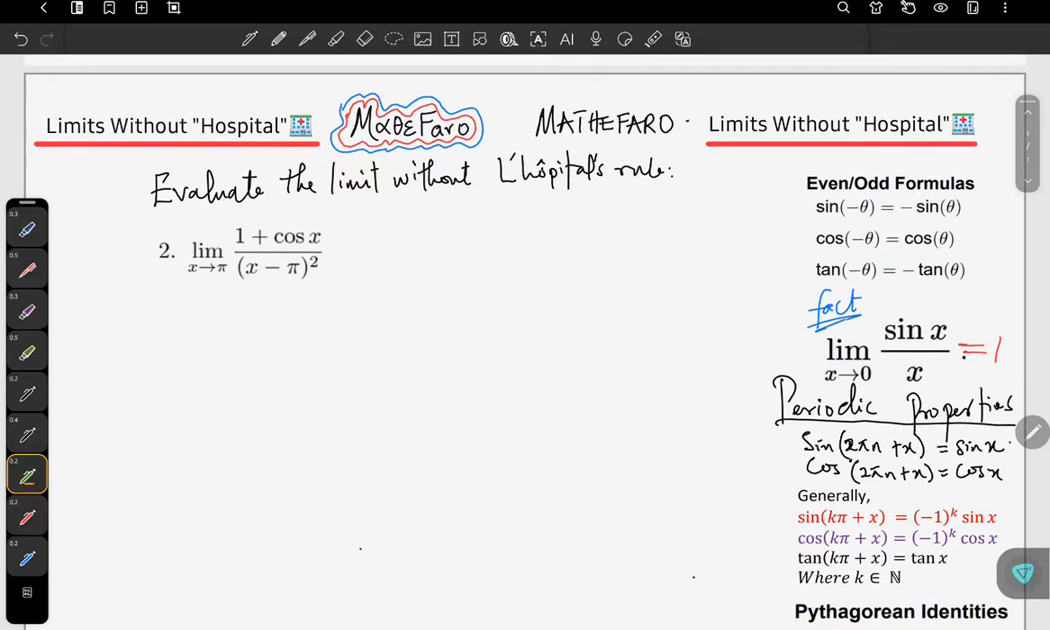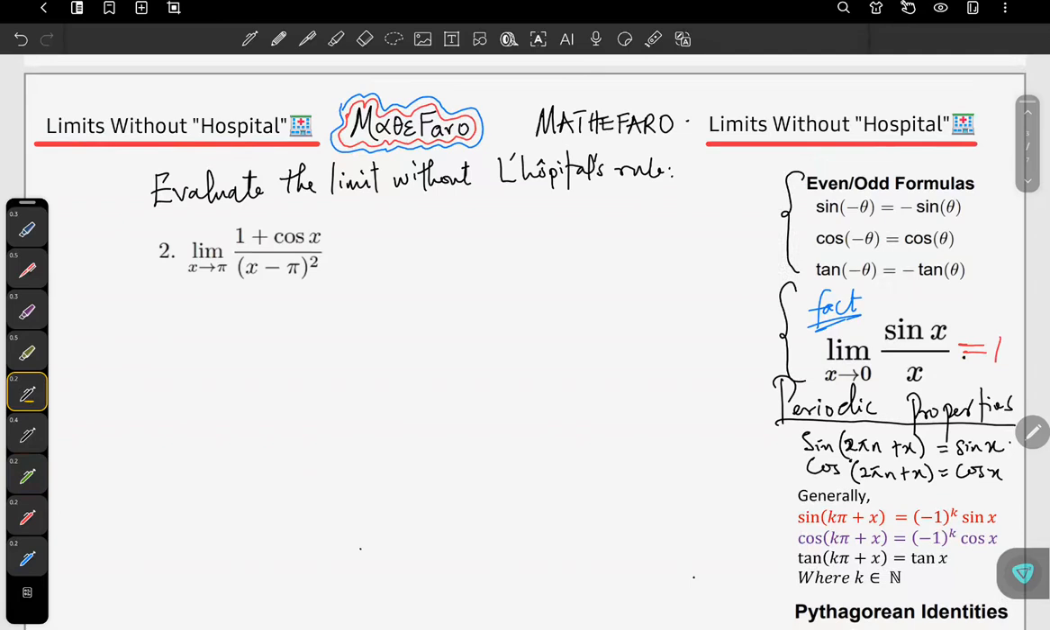So the question is for us to evaluate the limit of (1 plus cos x) over (x minus pi) all squared as x approaches pi. Before we start doing all of that, let us recall some of the tools we have in our toolbox. We have the even and the odd functions, the sine function being an odd function and the cosine function being an even function. Then we also have the working fact that the limit of sine x over x as x approaches 0 is equal to 1.